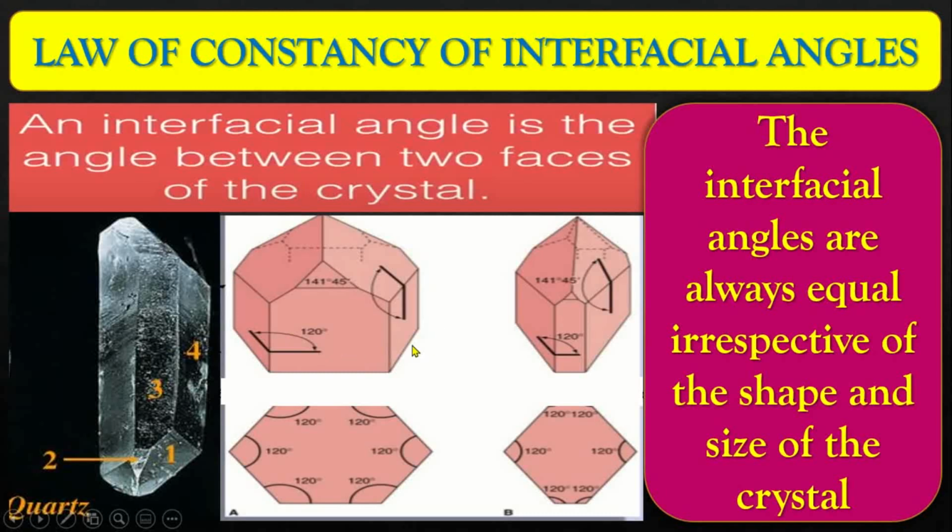Size and shape of crystals depend upon the conditions applied during the crystallization process, but this doesn't affect the interfacial angles. Irrespective of the shape and size of the crystal and the conditions of crystallization, interfacial angles are always equal. In both these quartz crystals, the interfacial angles are 120 degrees. Hence, this law states that the interfacial angles in crystals are always equal.